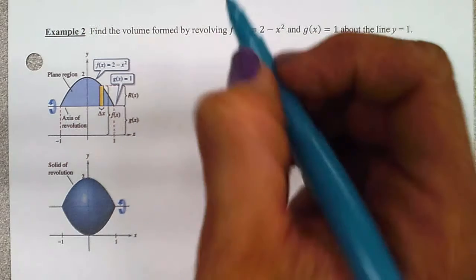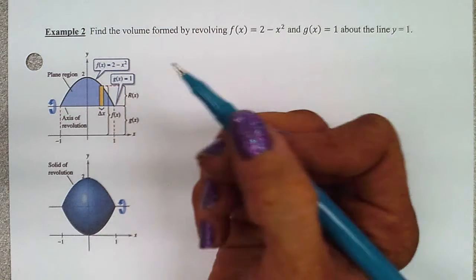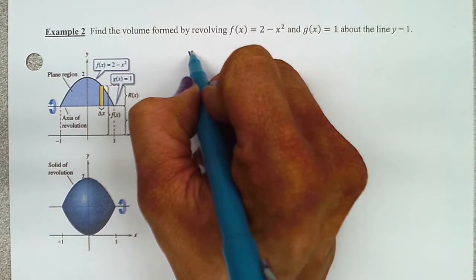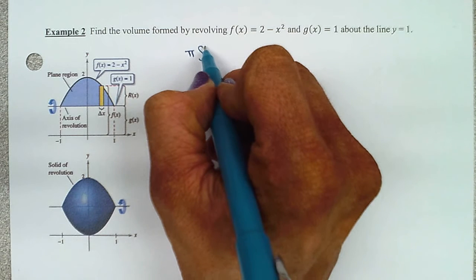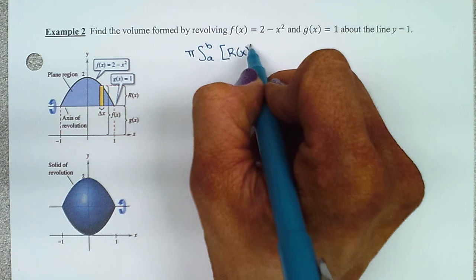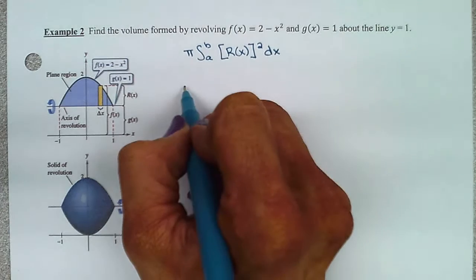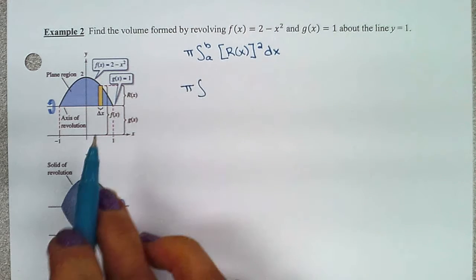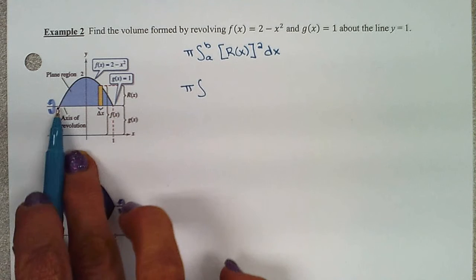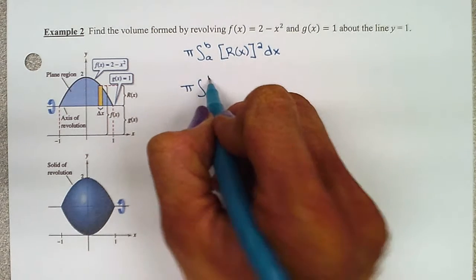So we are measuring rectangles going up, so we're still in terms of x like we were on the last problem. So when we set this up, it's still going to be pi times the integral from a to b of r of x, quantity squared, dx. So we have our pi. Our limits that we're integrating through start here at -1 and go over to 1. So we're going from -1 to 1.